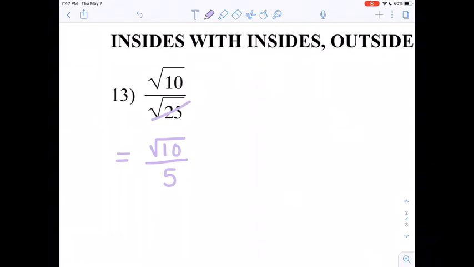And now some of us might think, oh, I could simplify 10 over 5 and make that 2, but you cannot, because 10 is inside of the radical and 5 is not inside of a radical. So those can't simplify. And then I just have to make sure, is there a perfect square that goes into 10? Like, can I simplify that square root further? And I can't. So this is literally your final answer.